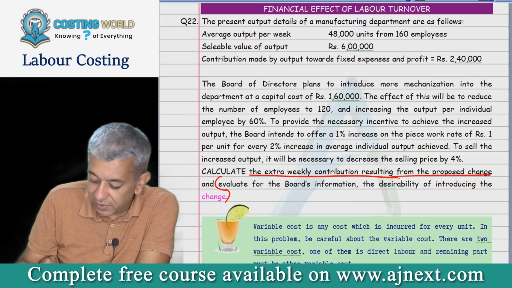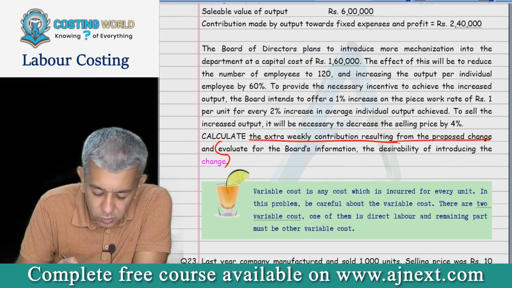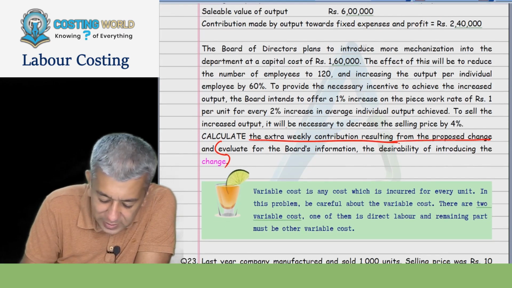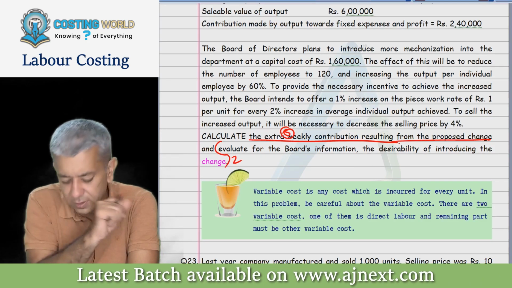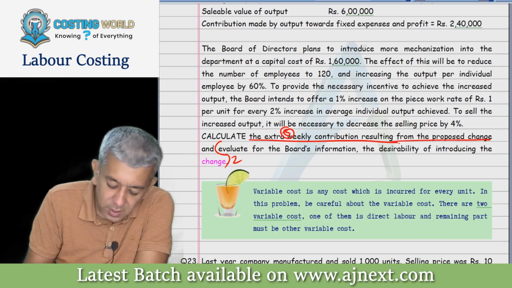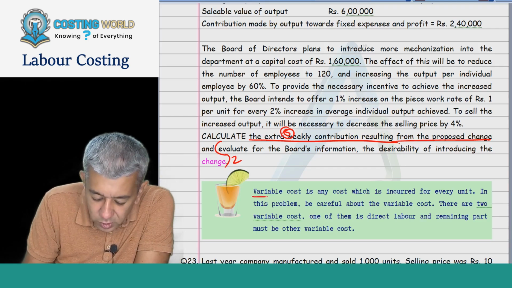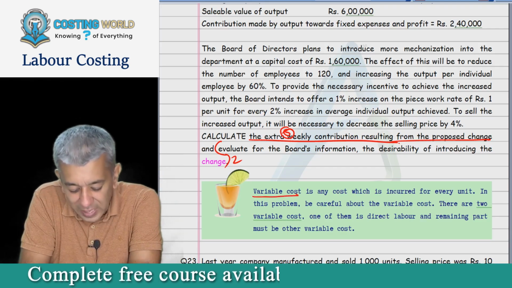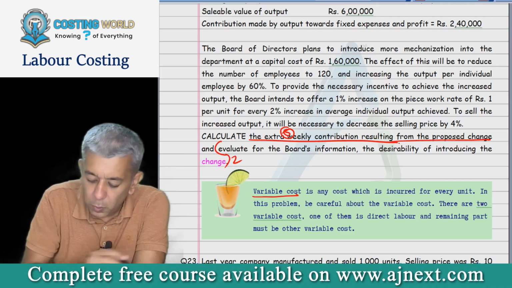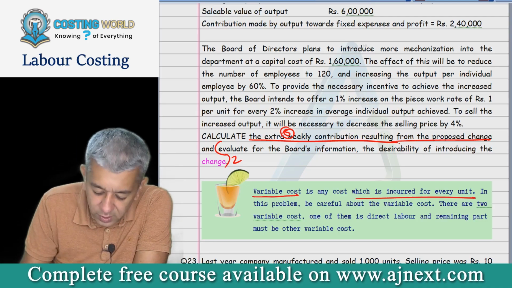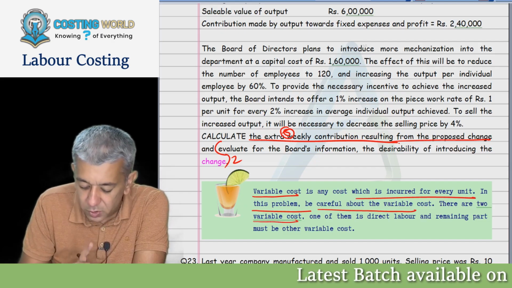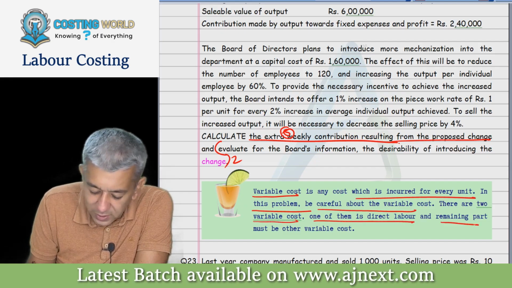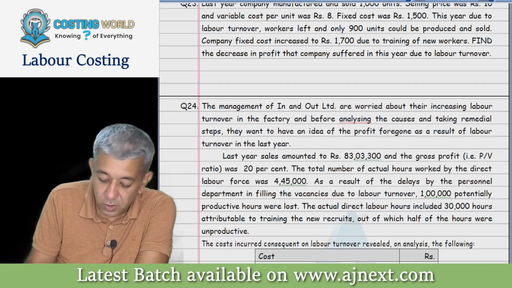Now, what I've written over here, this was an 8 marks question. Out of that, ICA had 6 marks for the first part and 2 marks for the last part. Means for that advice that you will give and the assumption that you will make. Just one thing that I've written in short, variable cost is any cost which is incurred for every unit. In this problem, be careful about the variable cost. There are 2 variable costs. One of them is labor and the remaining part must be other variable cost. Okay, now see.